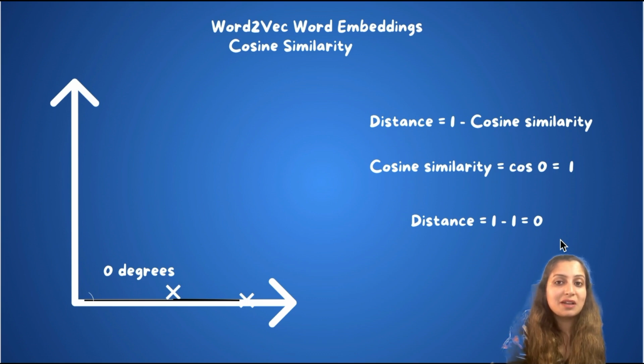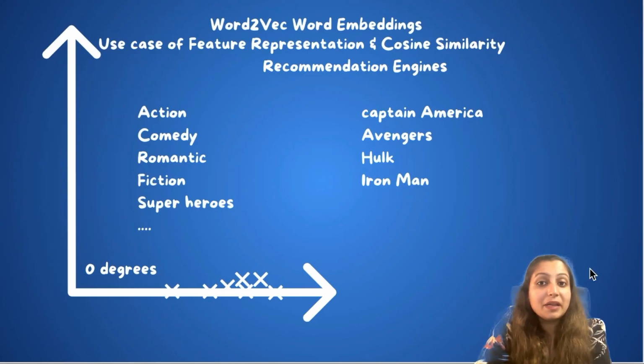Now this particular use case has several examples. One of such examples is recommendation engines. So let me explain it to you with an example. Now in recommendation engines, say suppose you have a feature representation which comprises of features such as action, comedy, romantic, fiction, superheroes, and so on. So these are all your features which formulate your feature representation for your certain entities. And your entities could be your movies such as Captain America, Avengers, Hulk, Iron Man, and so on. So all these movies are kind of the same genre, as you can recognize, and they would be very close in the vector space like you can see.